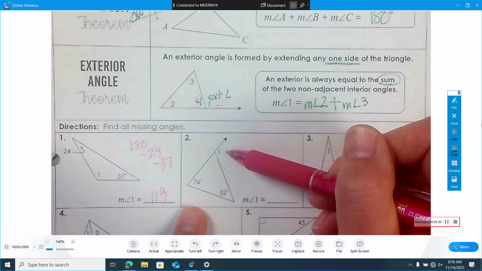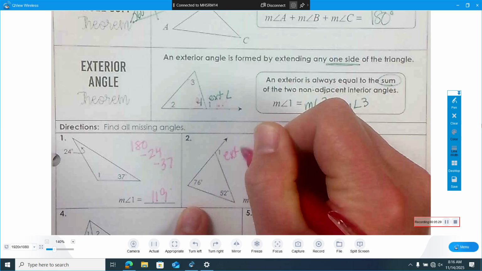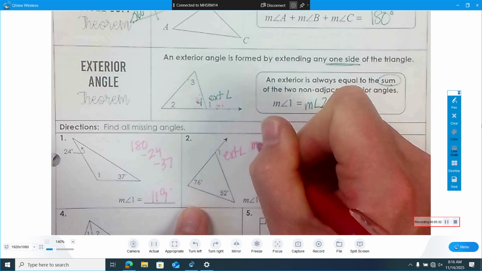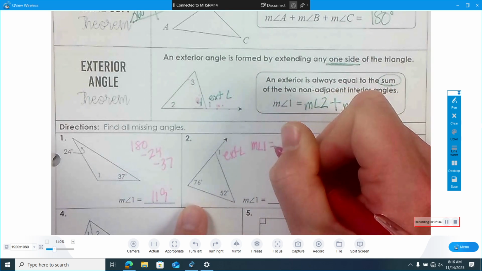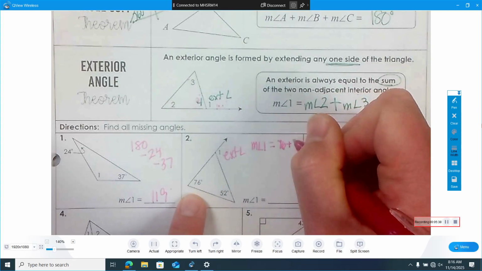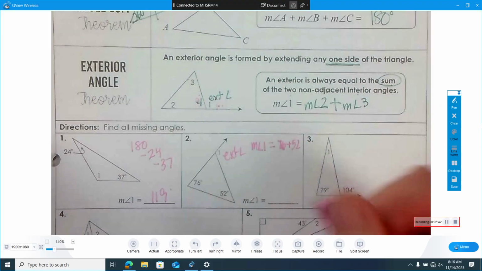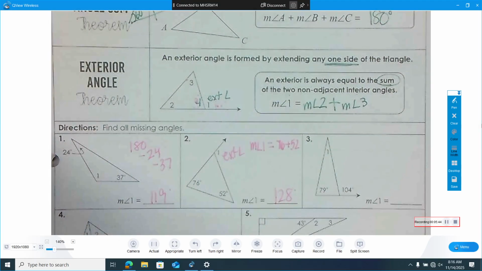This, angle 1, what kind of angle is angle 1? Exterior angle, which means the measure of angle 1 is going to equal the sum of 76 plus 52, the sum of the non-adjacent. 128, all right.